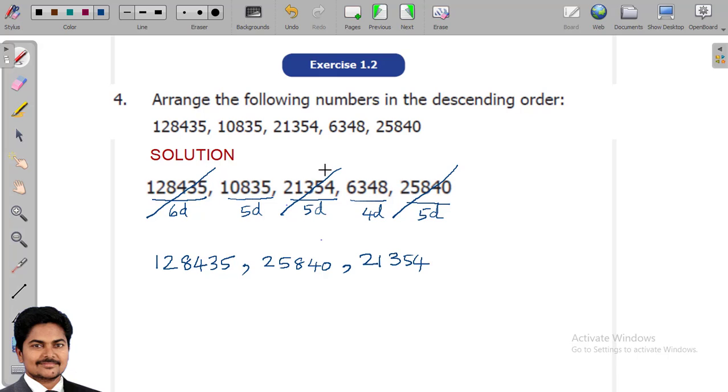Now we are having only 2 numbers. Of these 2 numbers, 10,835 has more digits, so it is the greatest. So write 10,835 next. Strike that number also. Here at last we have only 1 number left. So write the smallest number at last. Now we arrange the given numbers from the biggest to smallest. So it is the required descending order.